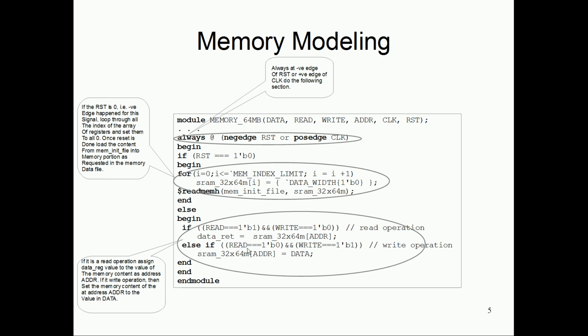And if it is a write, read 0, write 1, then we store whatever is coming through the data port into that address. We are writing back into the storage, and this time the data port is being driven by whoever is driving. In our case, the processor is driving that data port with some data, and that data is being stored inside the memory. So this is how practically we model the register and the memory.